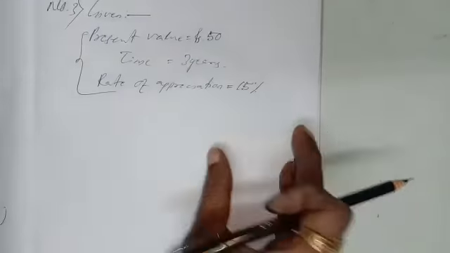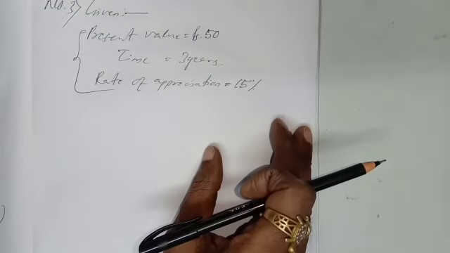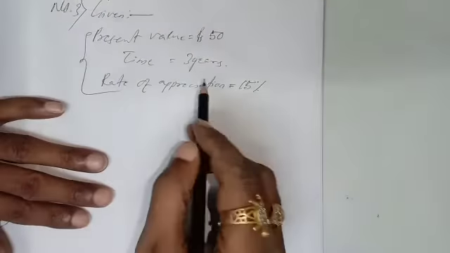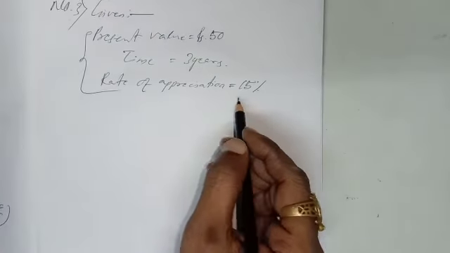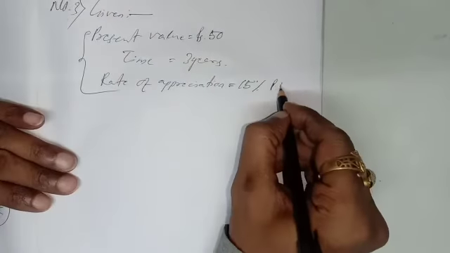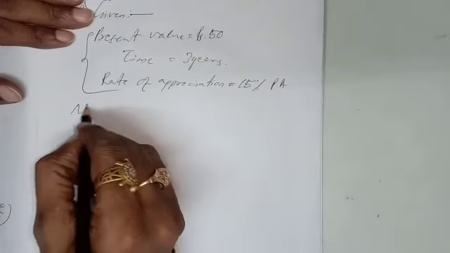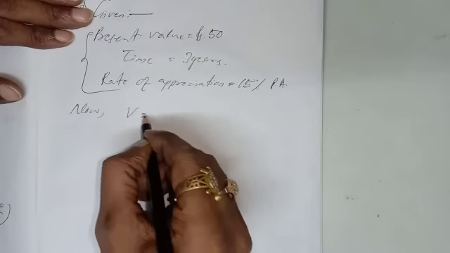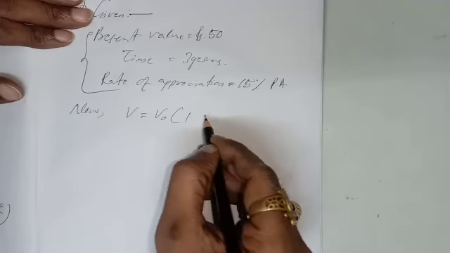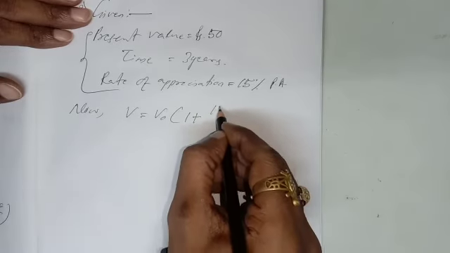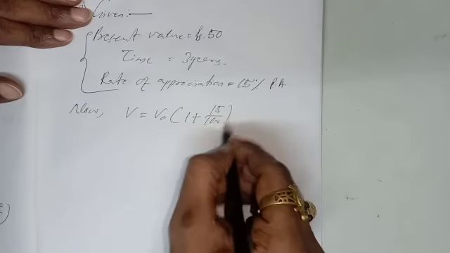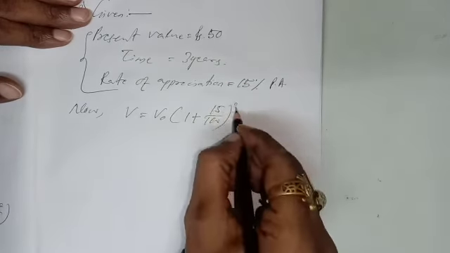Just see. Present value how much given? Present value of the postage stamp 50 rupees, time given 3 years, rate of appreciation means growth 15% per annum. Now, you have to apply V is equal to V0 into 1 plus 15 by 100, whole to the power n, here 3.